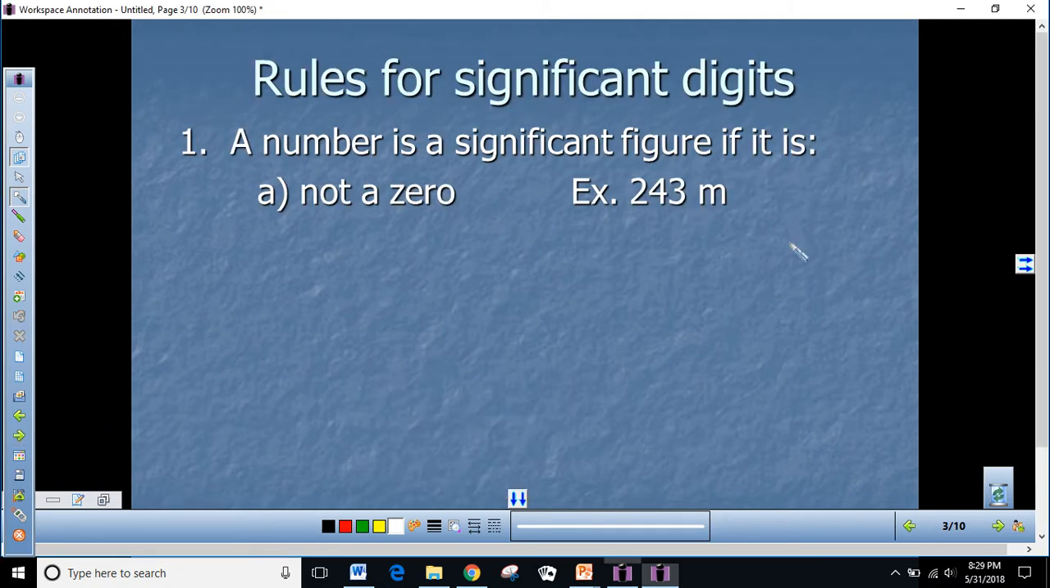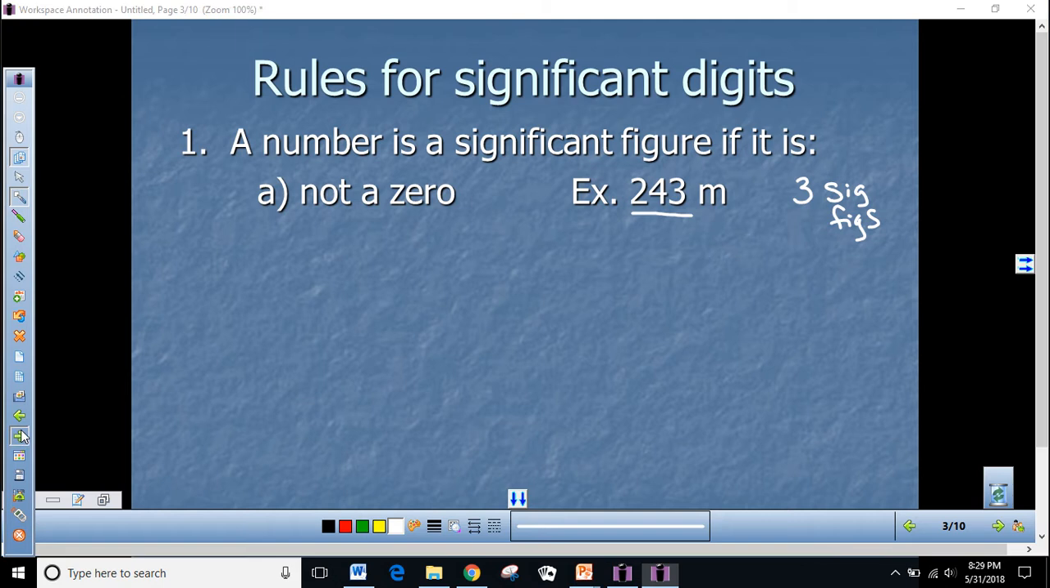Alright, rule number 1, and you won't have to repeat these rules, you just have to be able to use them: anything that's a number that is not 0 is said to be significant. So that one's easy. 243 has 3 sig figs, or 3 significant figures, all 3 of them. That means whatever I was looking at measured exactly 243 meters.